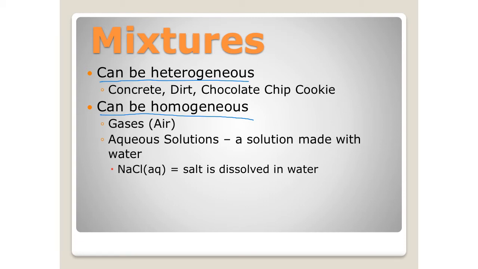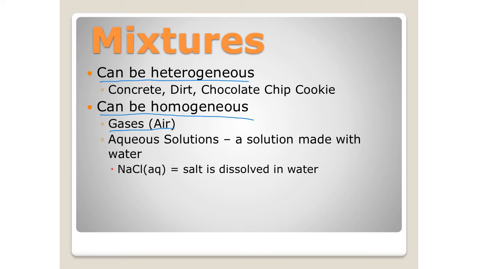So for example, if we take the air that we breathe, that is a mixture of a bunch of different gases. It's about 76% nitrogen. Then we also have oxygen, some carbon dioxide, water vapor. So you have a lot of different elements in there, a lot of different compounds in there, but you cannot see them. It appears uniform, therefore it is homogeneous.